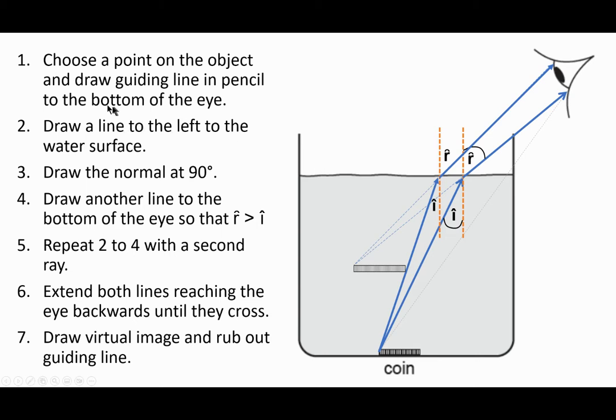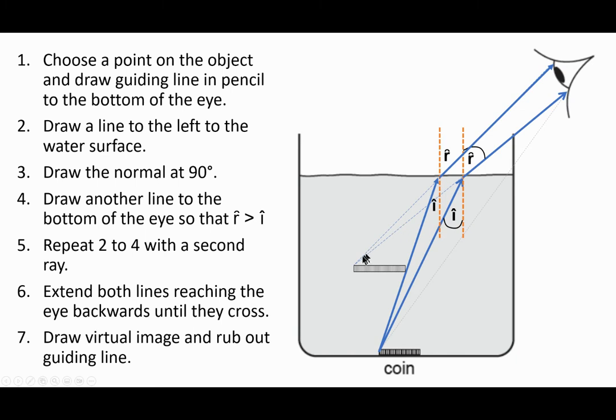So the steps we chose: first draw a guiding line, then draw your first ray going to the surface, then the normal, then you make the refracted ray bigger, so it'll go away from the normal to the bottom of the eye. And you do the same thing with a second set. The reason why you have two rays is because they need to converge at a point.